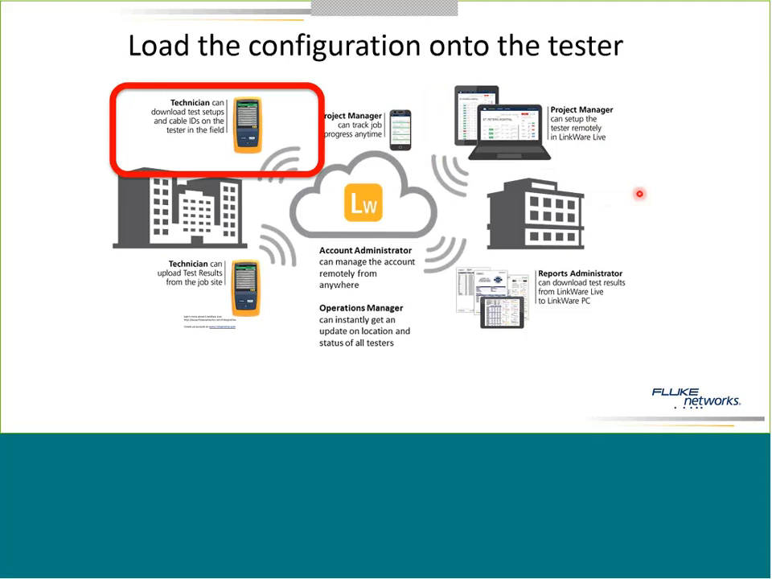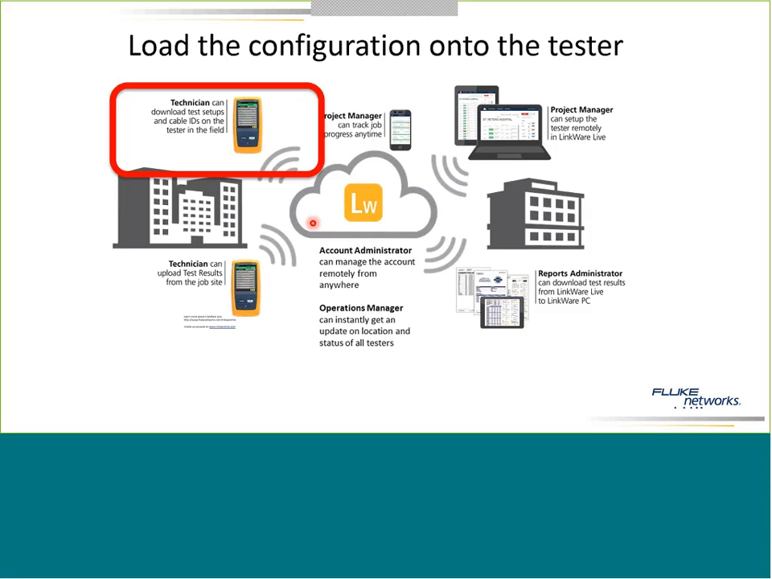Now, once the test configuration has been set up, the technician is going to connect his tester to the internet. How do you do that? You can either use a little USB Wi-Fi dongle, connect perhaps to your hotel's wireless network if you're traveling, or to the customer's wireless network if they have one. If they don't have a wireless network set up at the job site, configure a hotspot on your smartphone, and you will be able to connect to the internet. And then you say, hey, give me the new configuration.